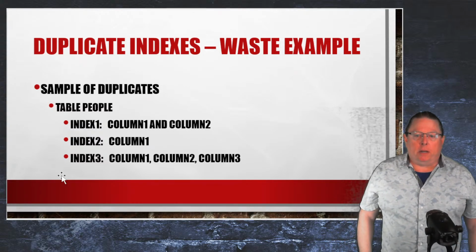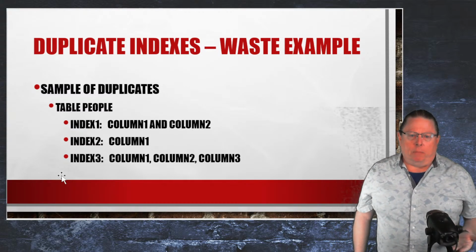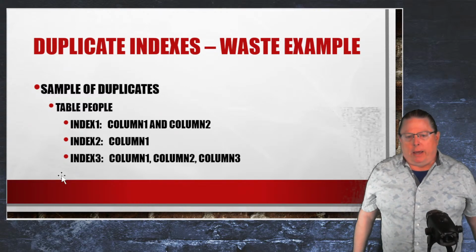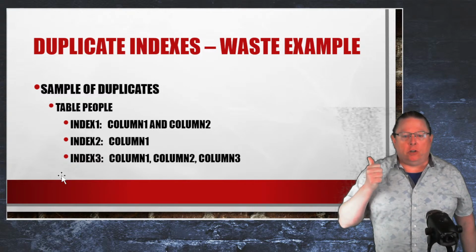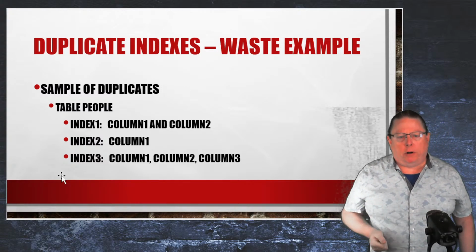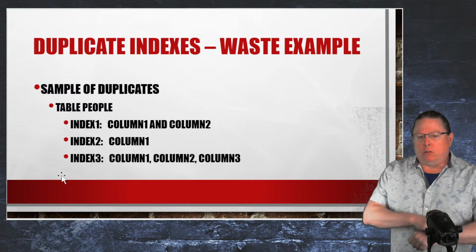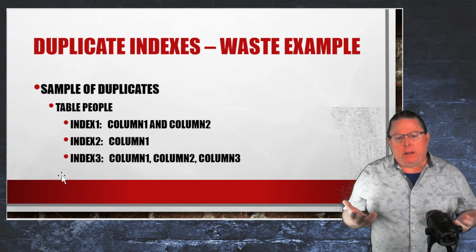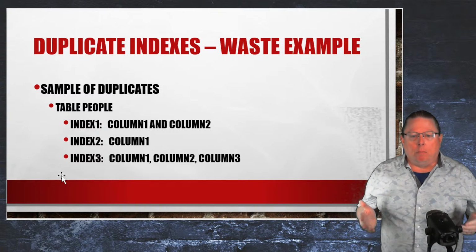Here's an example of duplicate indexes and some of the waste associated with this. Here's a sample. The table's called people, and in the people table, we're just going to pretend there's a dozen columns. One index contains column 1 and column 2. Another index just contains column 1, and a third index contains column 1, column 2, and column 3. Well, technically, if you just got rid of index 1 and index 2 on this, and we're talking non-clustered indexes in this example, index number 3 could do all the same work that index 1 and index 2 would do. But it's not quite that simple.